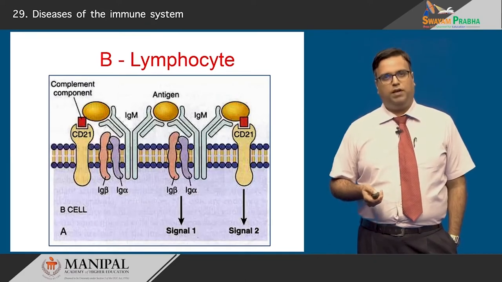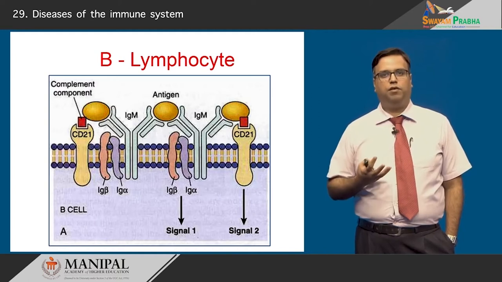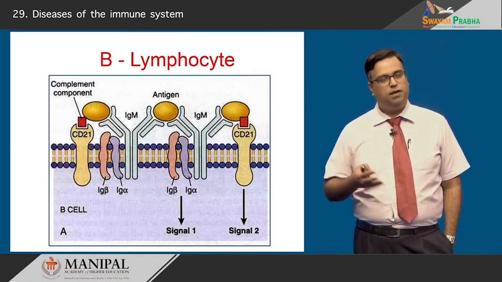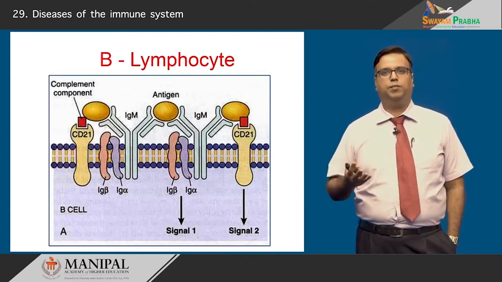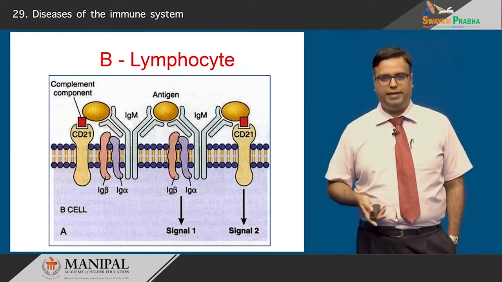signal 2. Now, when both signal 1 and 2 are present, the lymphocyte from its baseline naive state becomes an activated lymphocyte, meaning that the lymphocyte is now ready to release all the products. Maybe it is immunoglobulins, maybe it differentiates into plasma cells. We'll have a look at those in the ensuing slides.